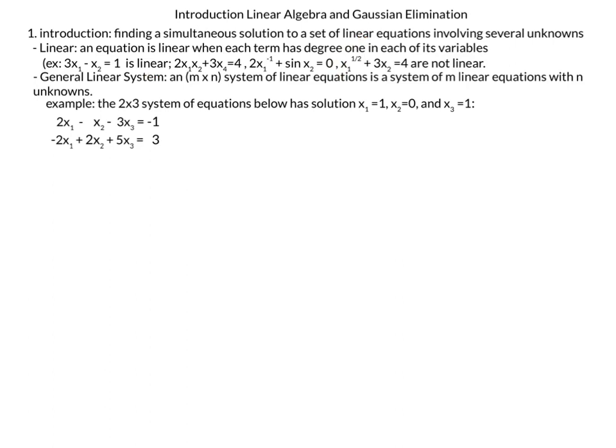General linear systems are an m by n system of linear equations, where m is the number of linear equations and n is the number of unknowns.